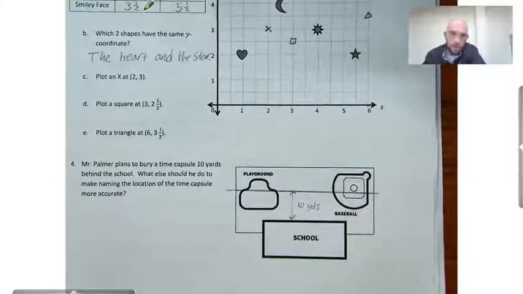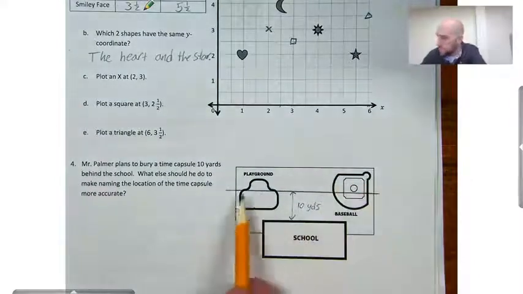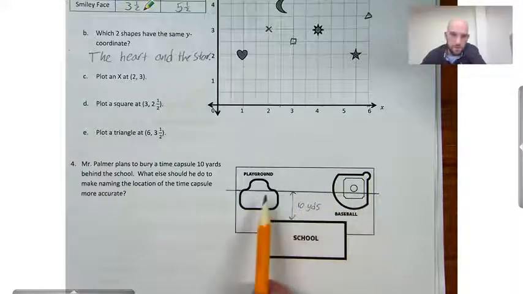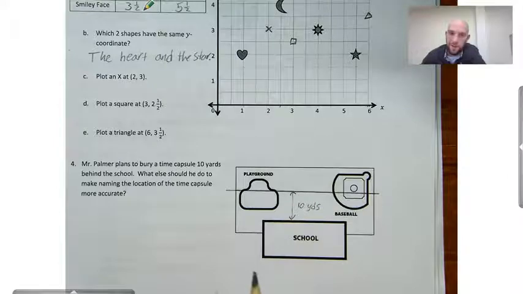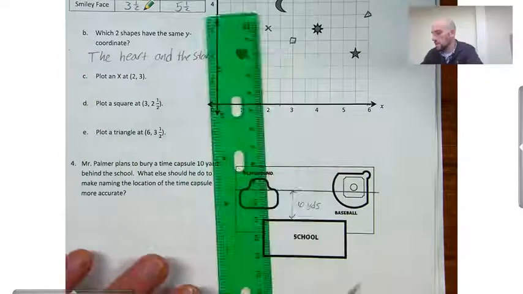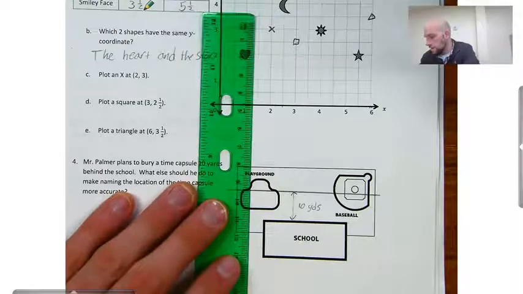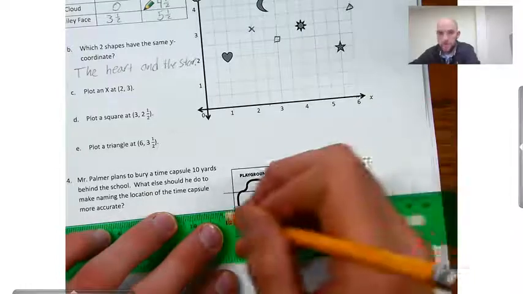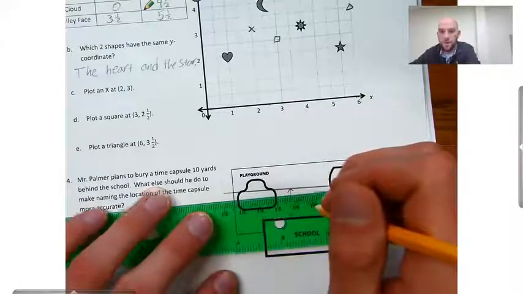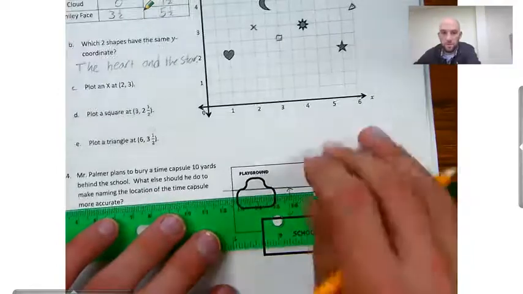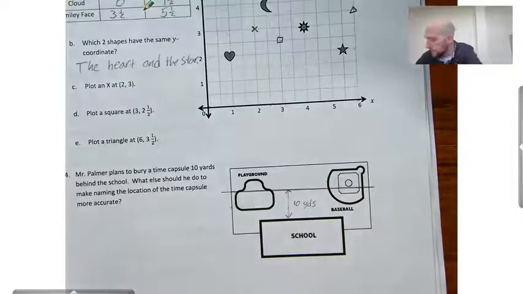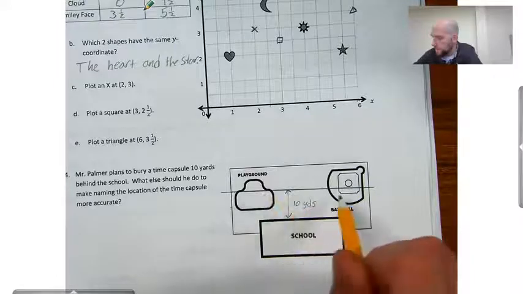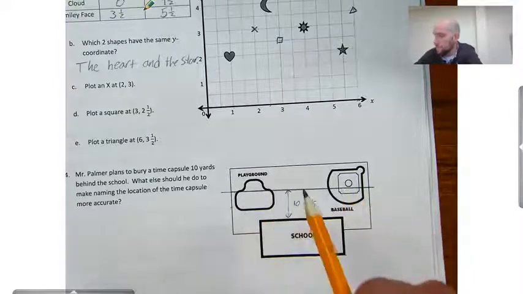Now, Mr. Palmer's problem is that the time capsule could be buried anywhere along this line if it's 10 yards behind. So they would have to do a lot of digging to dig that up if they don't know where it is 10 yards behind the school as far as left to right. So the other thing he could do is measure how many yards over this way, how far it's going to be on our x coordinate across the property of the school. So you could measure how many yards to the right of the playground or to the left of the baseball field.